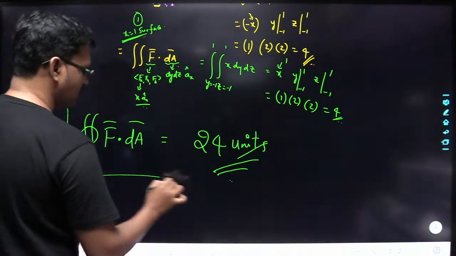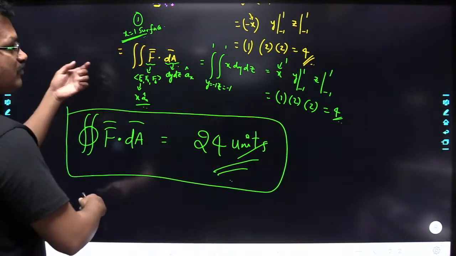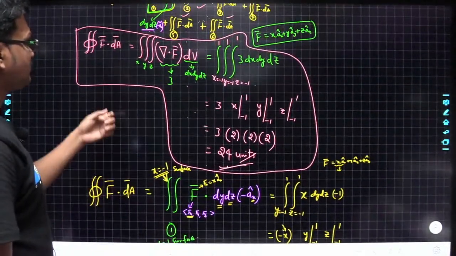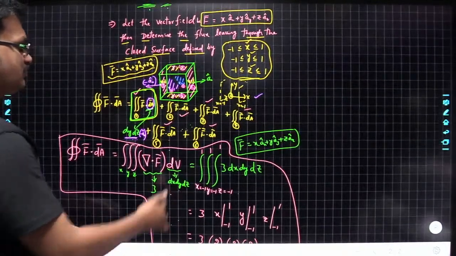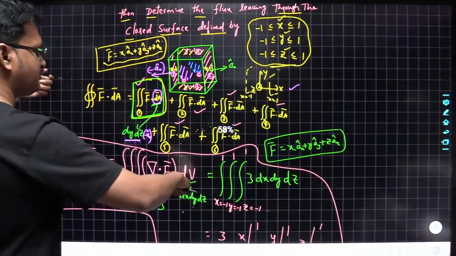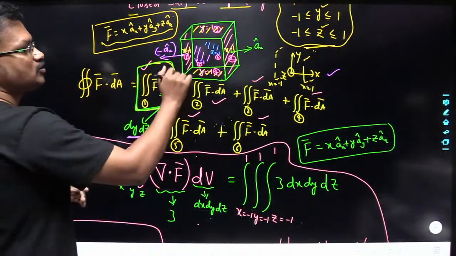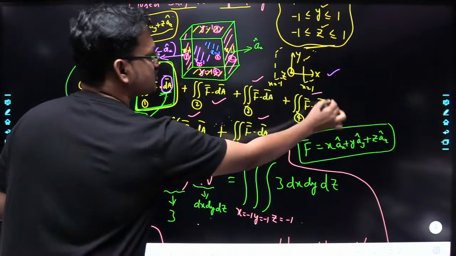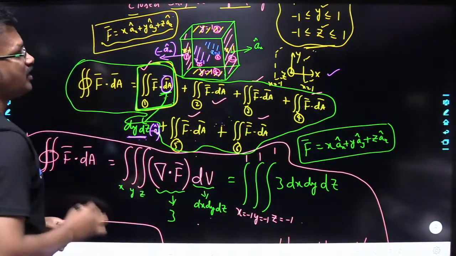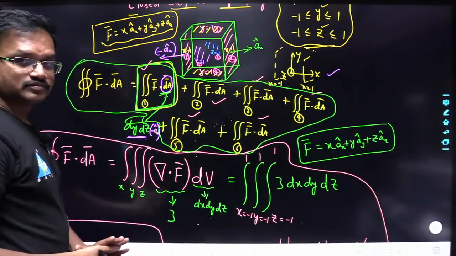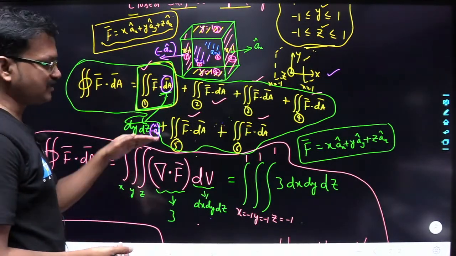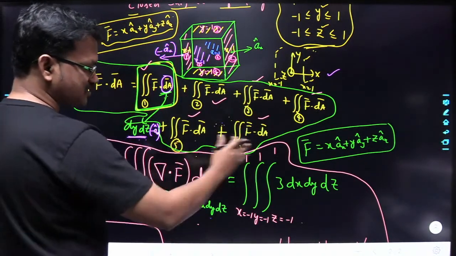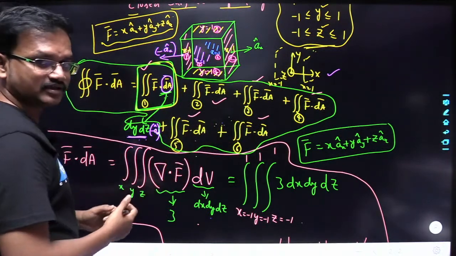So whatever the procedure you are following here, you can follow this procedure, that is you can add up the fluxes through each and every surface, or else you can apply simply the divergence theorem. So which method is simpler here? See, if you do the integration here, you have to do the integration 6 times, which is very lengthy. Yes or no?